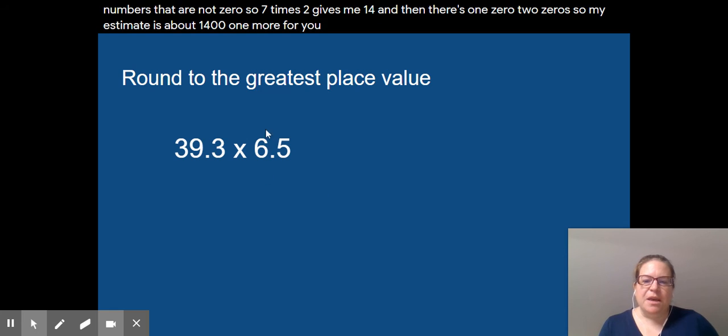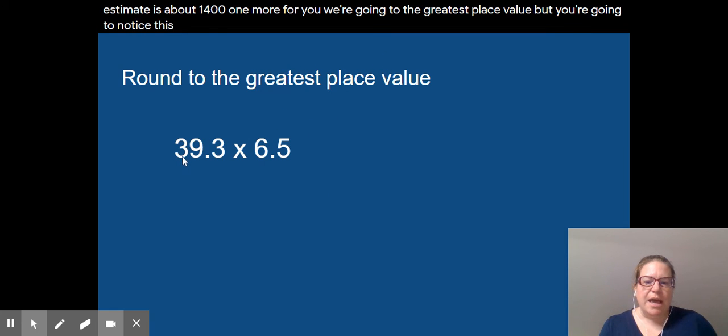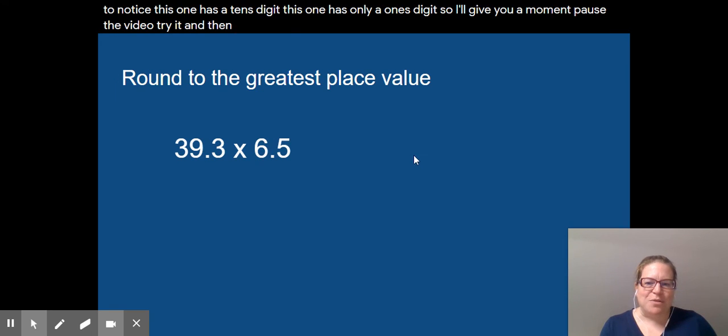One more for you. We're going to the greatest place value, but you're going to notice that this one has a tens digit, and this one has only a ones digit. So I'll give you a moment, pause the video, try it, and then come back when you're ready.